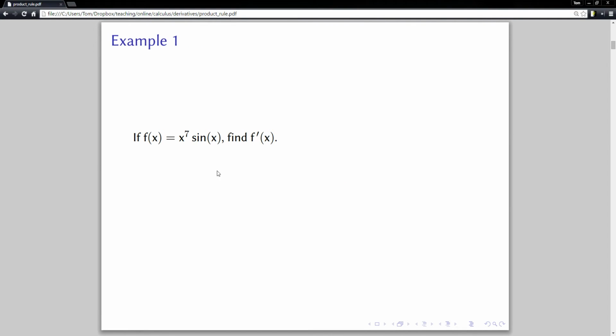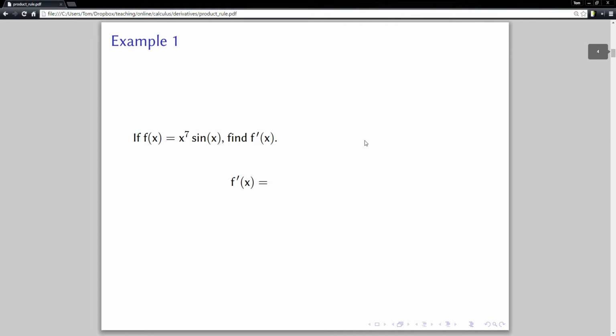In the first example here, we want to take the derivative of this function, x to the 7th times sine of x. So that definitely is the product of two functions. I have this function here, x to the 7th, which is a power function, and it is being multiplied by this trigonometric function, sine of x. So this is a situation where we would use the product rule.